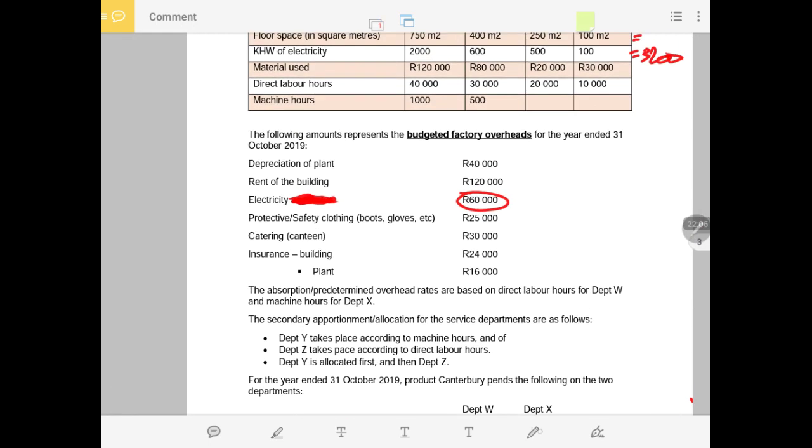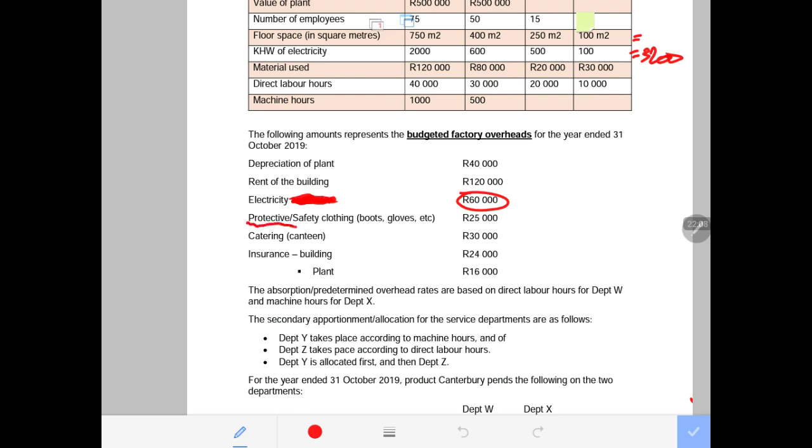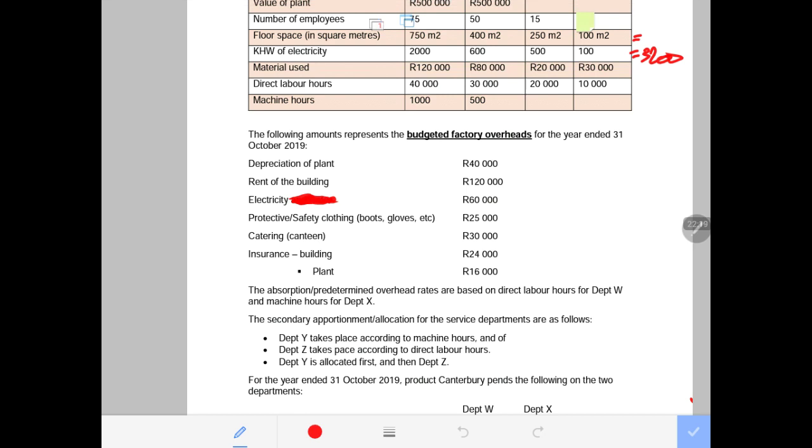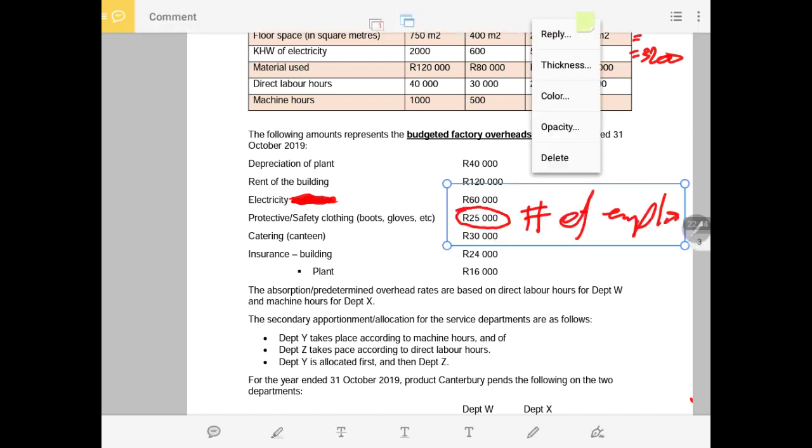Then we allocate the next overhead, protective and safety clothing. Therefore now, meaning this company is buying protective clothing for the safety of their staff. The question is, for us to incur 25,000 on protective clothes, what will be the reason? Is because we have many employees. So now we are buying this protective clothing, meaning safety clothing, safety boots, gloves, based on the number of employees we have.